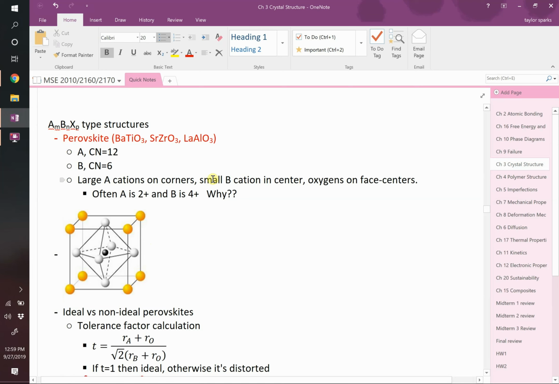These things are incredibly important. We'll talk about them more when we get to chapter 12 because they're really interesting electronic materials. Piezoelectrics, ferroelectrics, almost all these things, magnetic materials. Tons of these are perovskites.